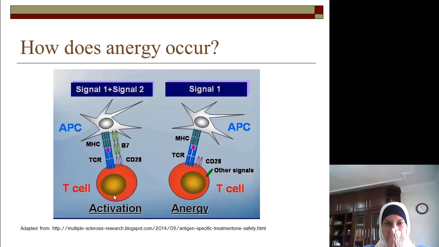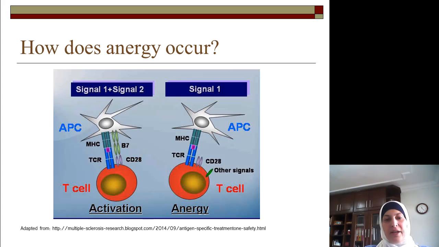How does anergy occur? So remember, last time we said to activate the T cell we need two signals. We need the binding of the T cell receptor with the MHC, so this is the first signal. And to complete the activation, we need the second signal when the CD28 on the T cell binds with the B7 on the antigen presenting cell.